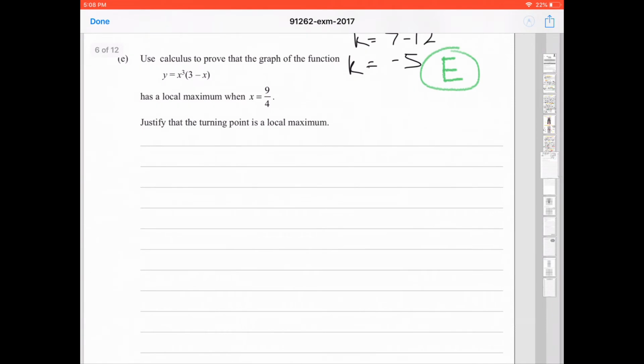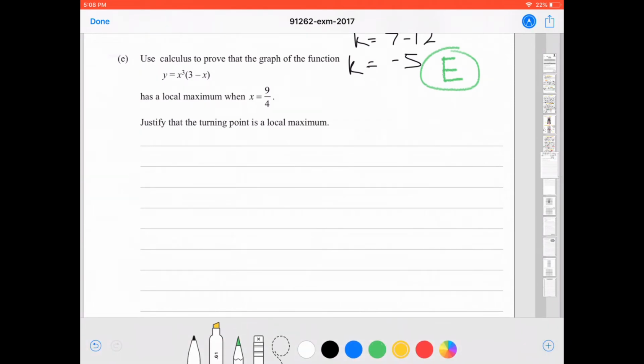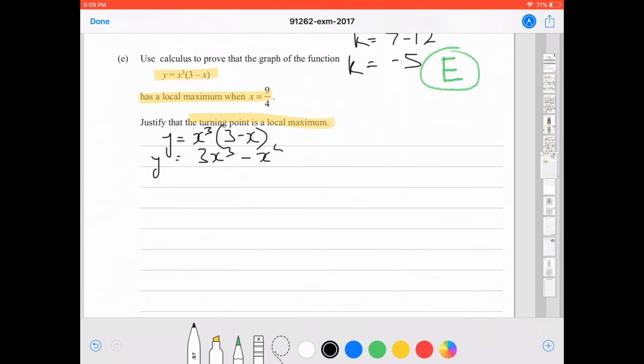Question 3e now. Use calculus to prove that the graph of the function y equals x cubed times 3 minus x has a local maximum value when x equals 9/4. Justify that the turning point is a local maximum. Interesting. So we've got y equals x cubed times 3 minus x. So I guess the first thing we could do is get rid of our brackets and just expand. So y equals 3x cubed minus x to the power of 4, right?